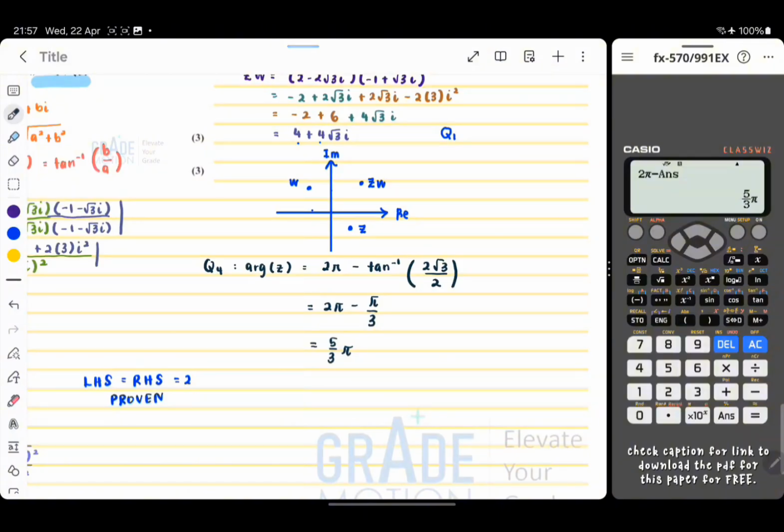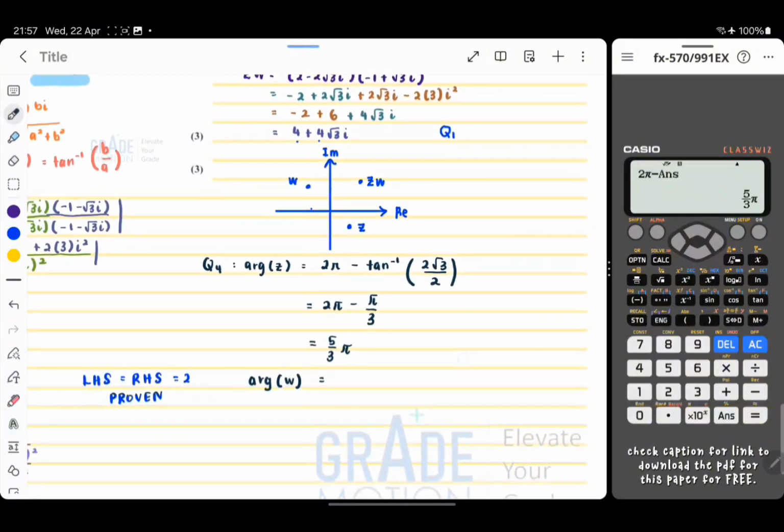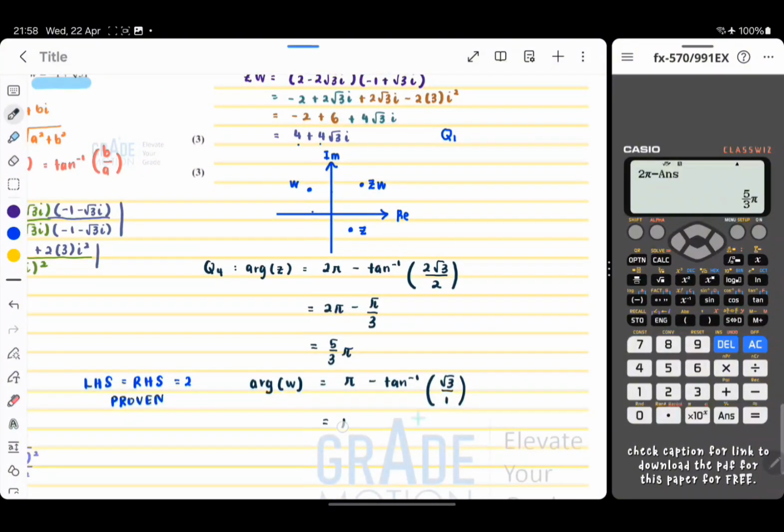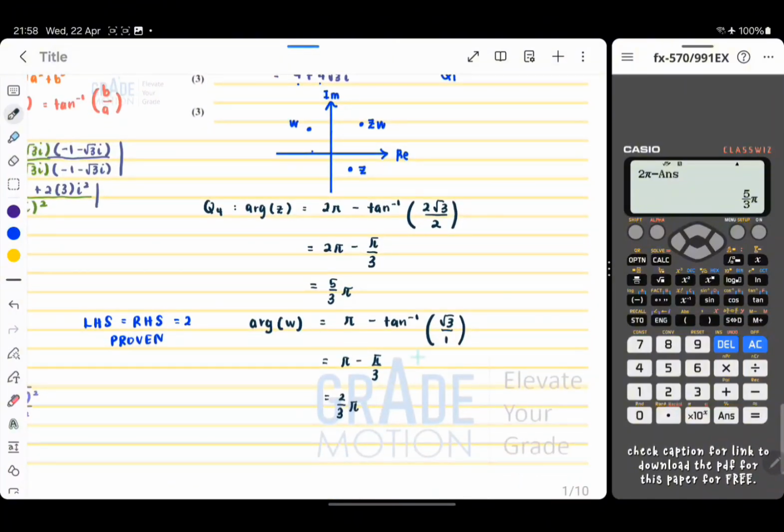Moving on to finding the next argument. Argument of W. Argument of W is located in the second quadrant. So it would be pi minus inverse tangent of B over A. Okay, so what is our B? Our B is root 3 over 1. So we will get pi minus pi over 3. So the answer would be 2 over 3 pi, because this belongs in quadrant number 2.